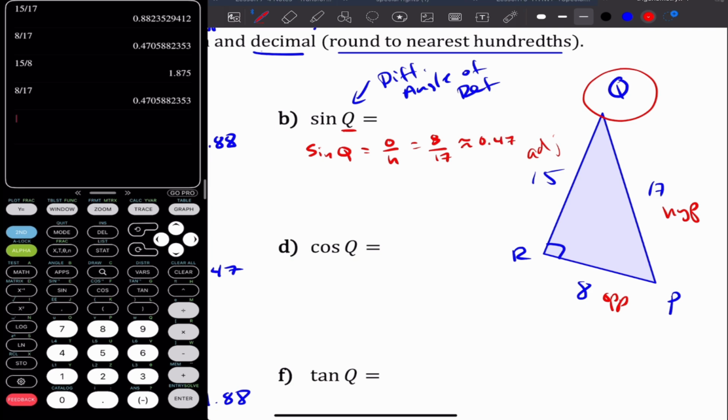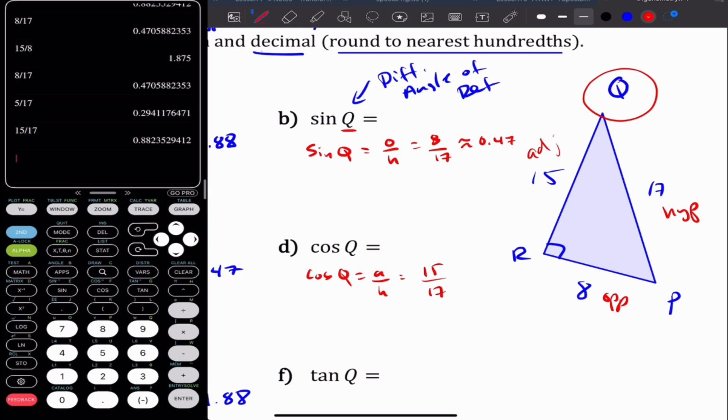So 8 divided by 17 is approximately 0.47. And then cosine of Q, that's adjacent over hypotenuse. Your adjacent side is 15, and your hypotenuse is 17. So 15 divided by 17 is approximately 0.88. So 0.88, okay? If I can write those two 8s, there you go.